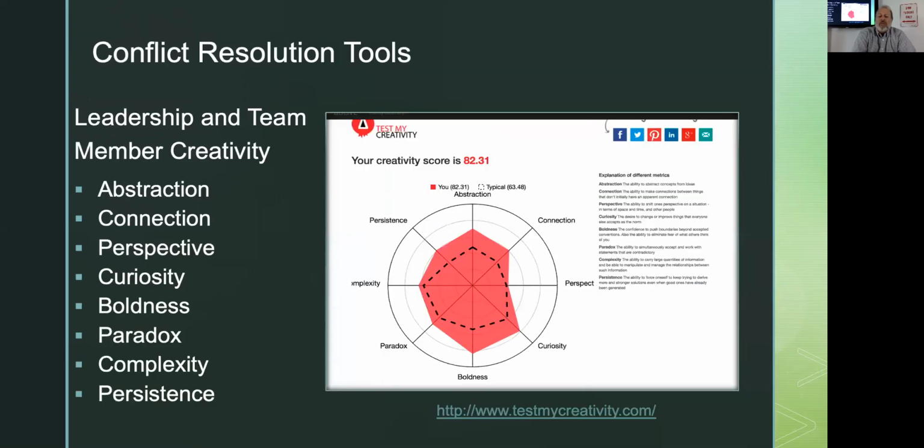The next one is for you and your team, and this is a creativity index. Basically, what your creativity index does is it grades you in 8 areas of creativity. Abstract thinking, connection, like can you connect dots of different things and build something out of them. Perspective, can you look at things from different perspectives? How curious you are, how bold you are, and you don't have to be an extrovert to be bold.